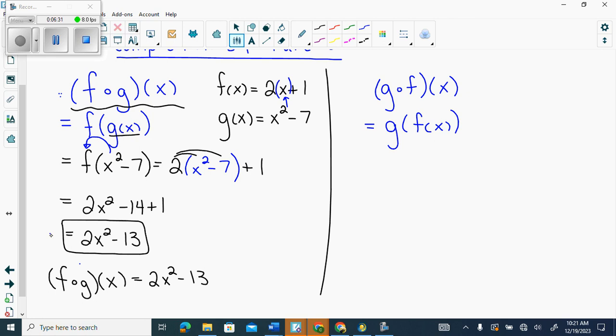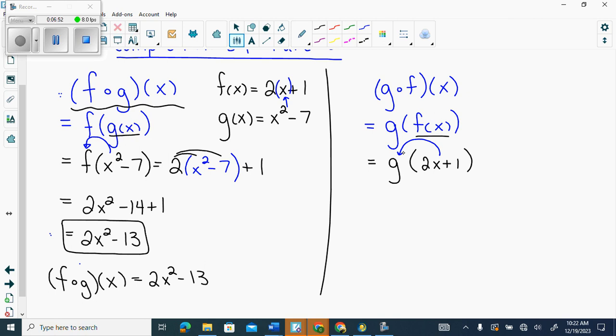Okay, g of f of x. Now I'm plugging in f of x this time. So I'm getting g of 2x plus 1. And then what am I doing? I'm putting 2x plus 1 in for the x's in g.